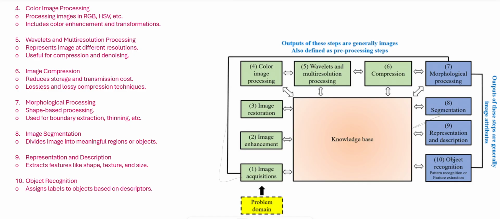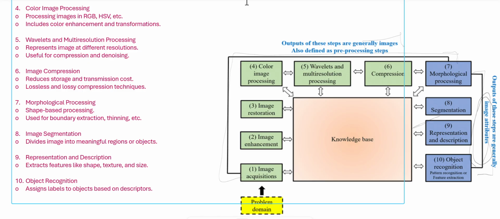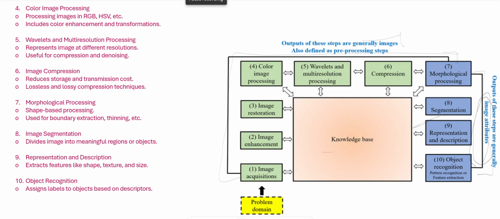From the 1st to the 7th step, we'll be getting the output as an image. And from the 7th to the 10th step, we'll be getting the output as image attributes. So till here, we get an image, and from here, we get image attributes. So all we discussed, and what is this knowledge base? The knowledge base contains knowledge information like domain knowledge. This is mandatory for all the steps to be processed. This is what the fundamental steps in digital image processing concept is.